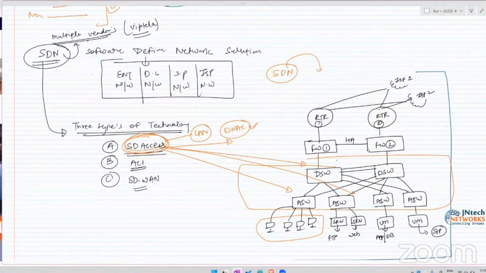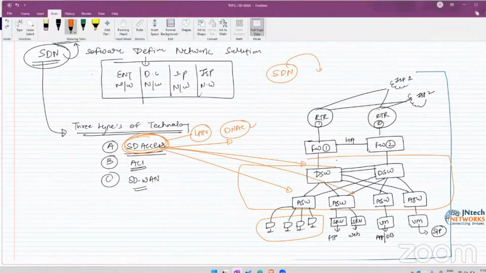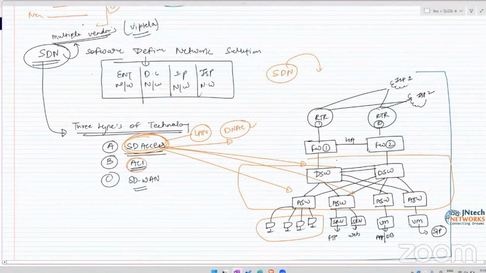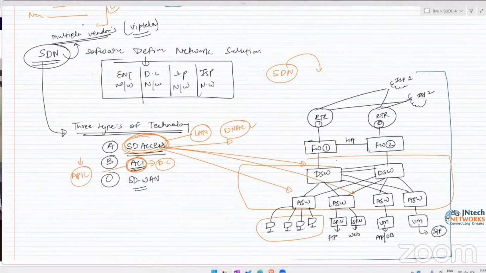Now, second solution, we just need to follow ACI. ACI will be implemented in data centers. In data centers, we are using some other concepts, but ACI will use the APIC scenario. This is the type of controller we are using in the data center.